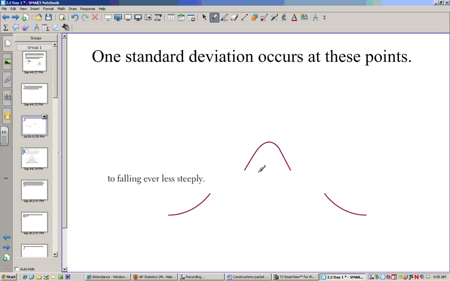The standard deviation occurs at these points where it goes from being concave down to concave up. In calculus, if you've taken calculus, you know that those are called inflection points. If you haven't taken calculus, you don't need to know that those are inflection points.